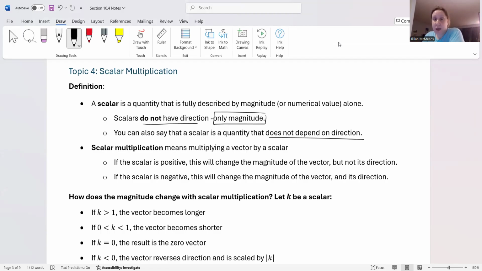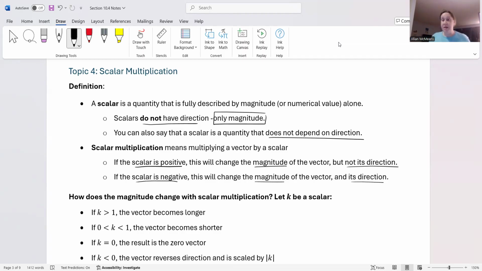Now, scalar multiplication means we're multiplying a vector by a scalar, okay? So what that does is it impacts the magnitude. If a scalar is positive, it impacts the magnitude, but not the direction. However, if a scalar is negative, it's certainly going to change the magnitude. It'll either stretch or shrink the magnitude, but it'll also make the vector travel in the opposite direction. So if the scalar is negative, it'll impact the magnitude and direction. Please keep that in mind.